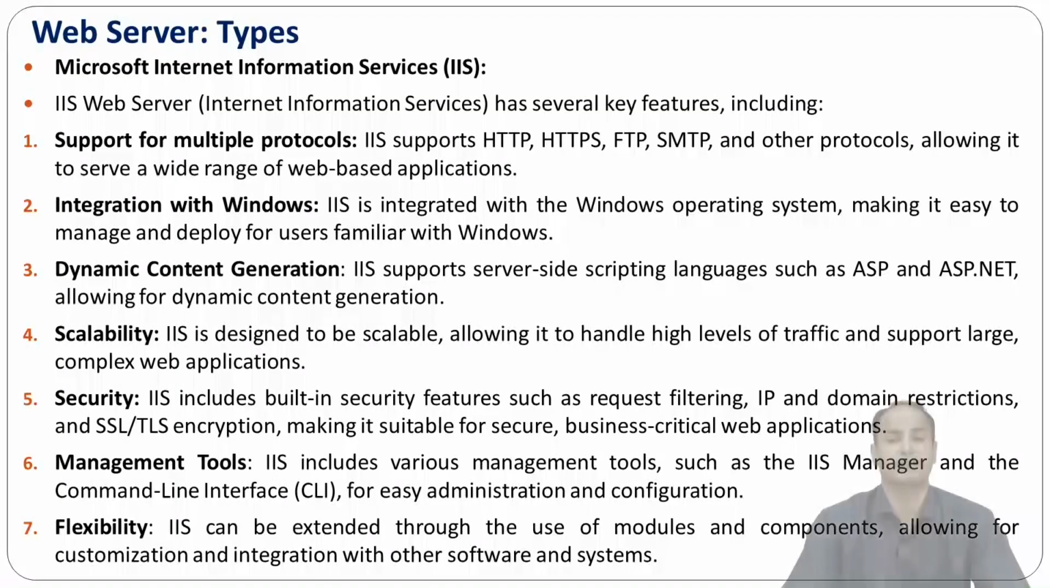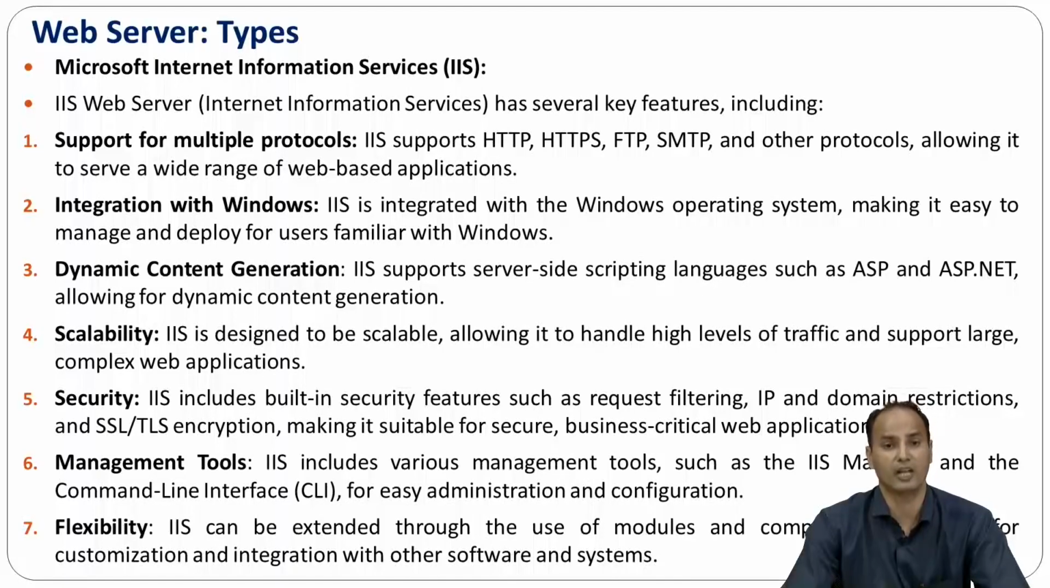IIS web server has several key features, including first, support for multiple protocols, as IIS supports multiple protocols in the form of HTTP, HTTPS, FTP and SMTP and other protocols, allowing it to serve a wide range of web-based applications. It also has integration with Windows. So IIS is integrated with the Windows operating system, making it easy to manage and deploy for users familiar with Windows. Dynamic content generation. IIS supports server-side scripting languages such as ASP.NET, allowing for dynamic content generation.